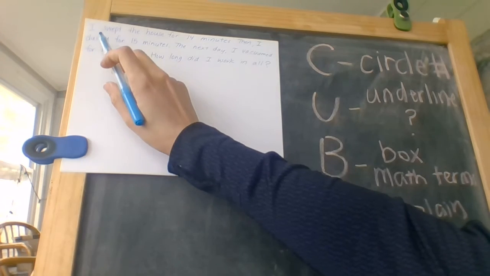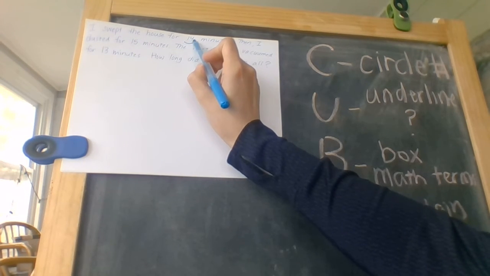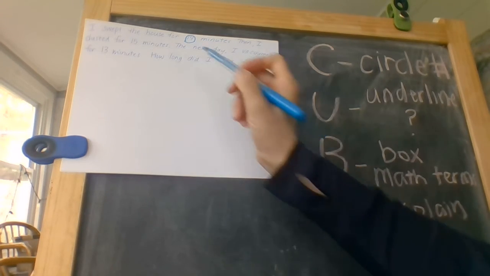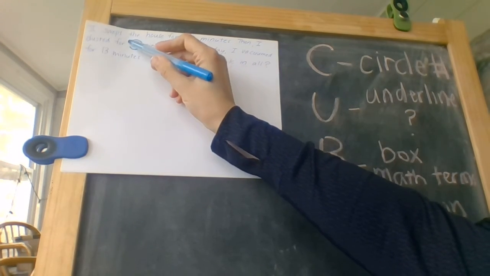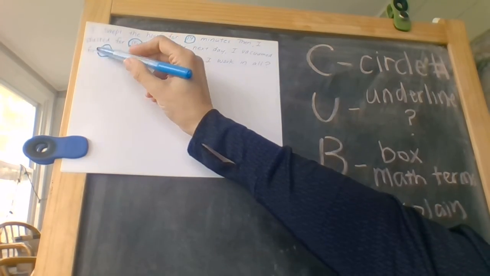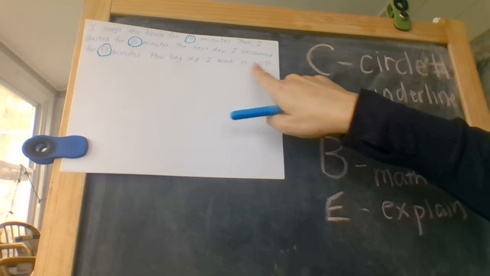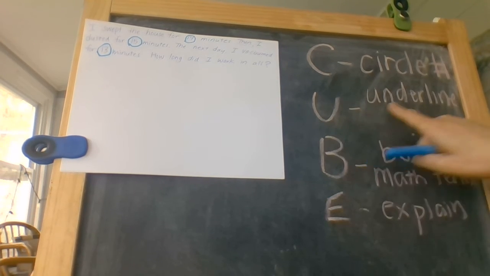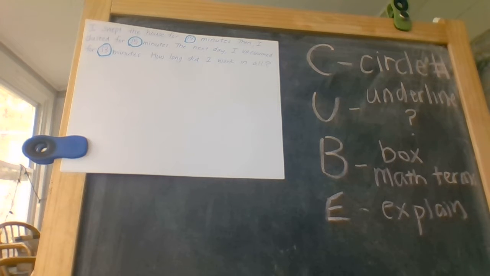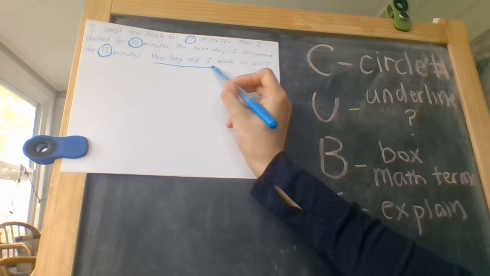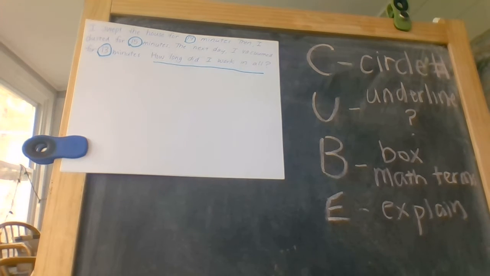So I'm going to go back and look. I said swept the house for 14 minutes. Then I dusted and vacuumed. I dusted for 15 minutes. The next day I vacuumed for 13 minutes. Okay. How long did I work in all? So C, I've circled my numbers. U, I'm going to underline the question. The question I want to know is how long did I work in all? So there's my question. That's what I'm solving.